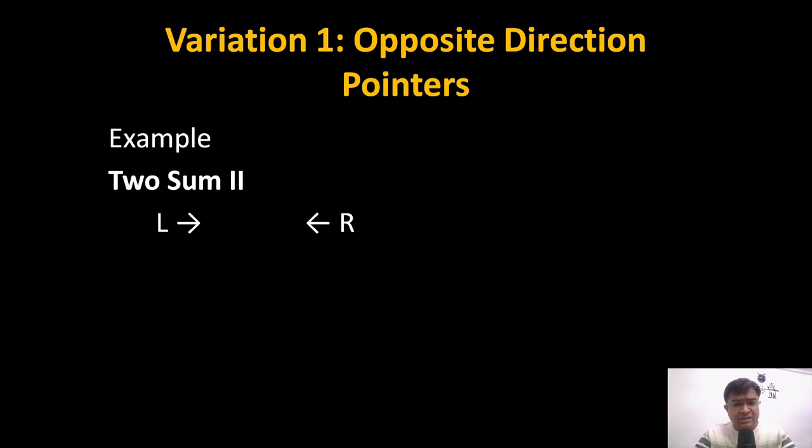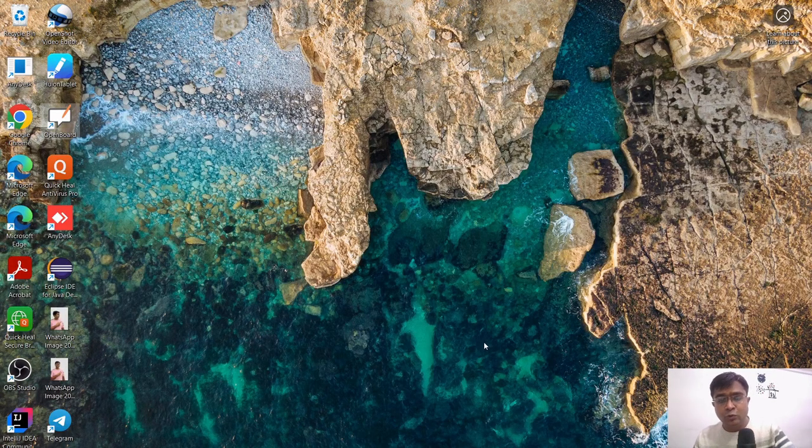This opposite direction pointer works best for sorted arrays, because increasing the left pointer increases the sum as well, right? So I'll show you the template of this opposite direction pointer. Okay, the first variation. Let's move on to the board.